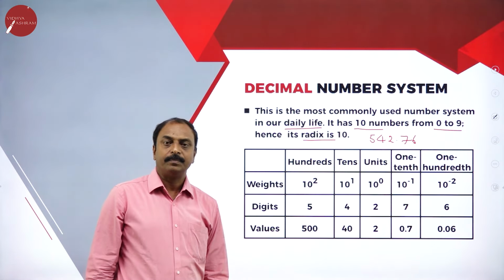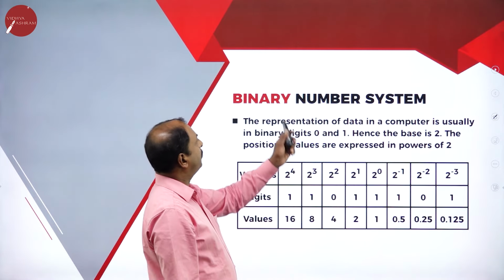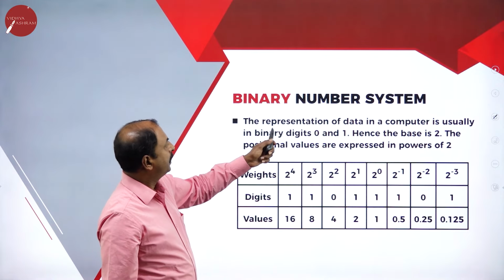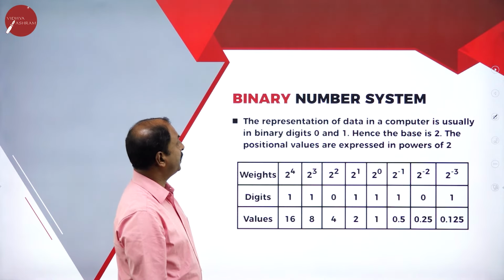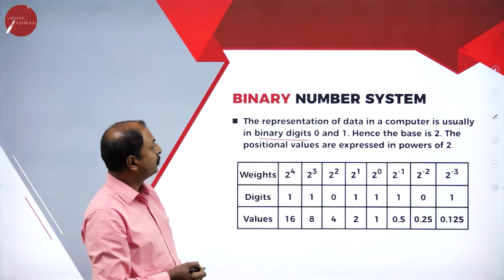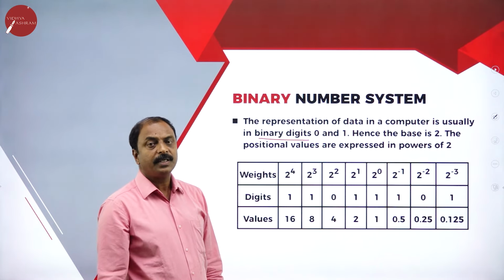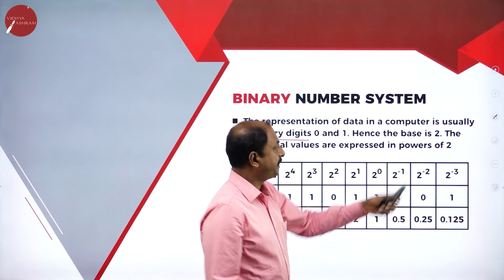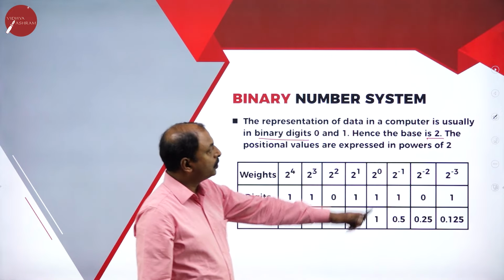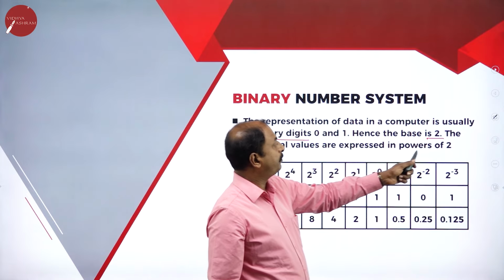This is an example. Now let us see one more type of number system, that is the binary number system. Binary means 2. The representation of data in a computer is usually in binary digits. This we have learned in the basics. Computers represent data and information with binary codes. Hence the base is 2. Binary, bi stands for 2. So the radix or base is 2, and the positional values are expressed in powers of 2.